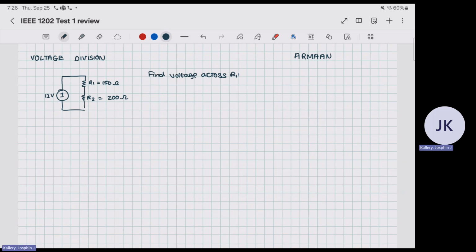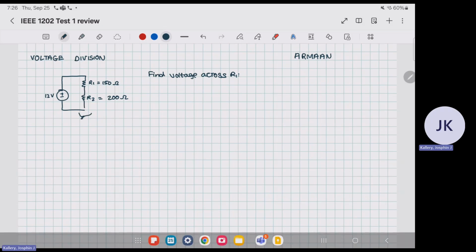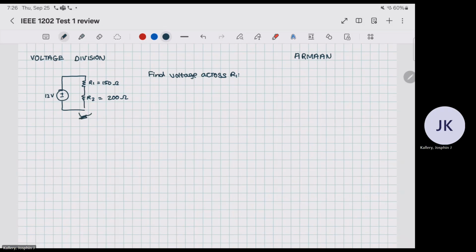Great. So this problem is asking us to find the voltage drop across R1. The way we can recognize that it's a voltage division problem is if we have multiple resistors in series, which we do right over here. So we need to find the voltage drop across this.